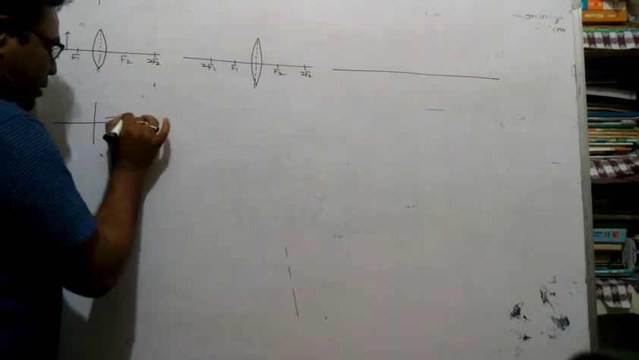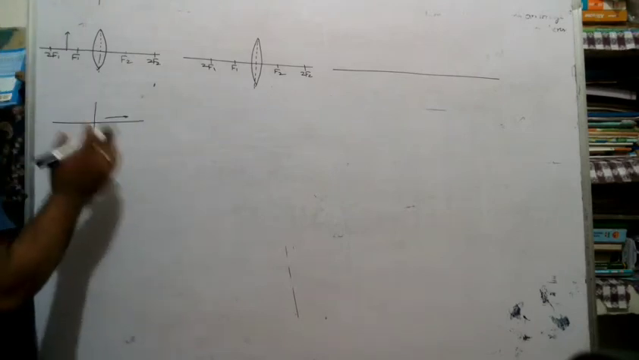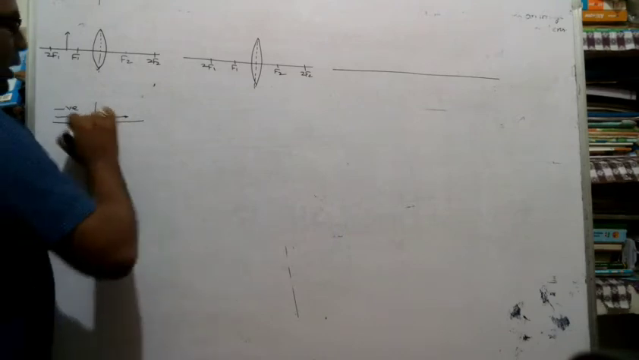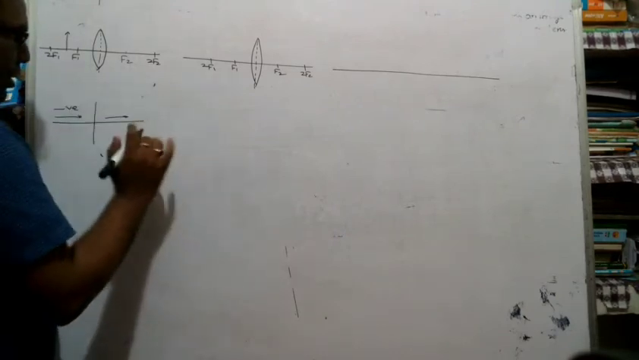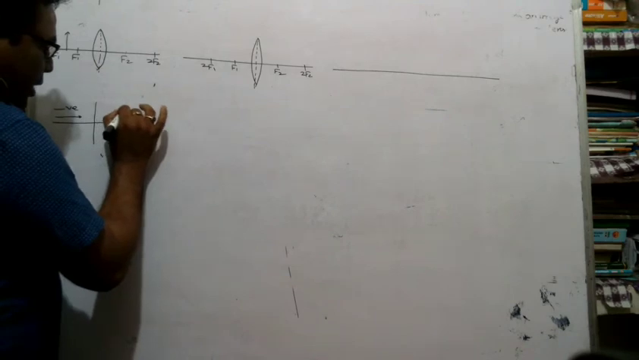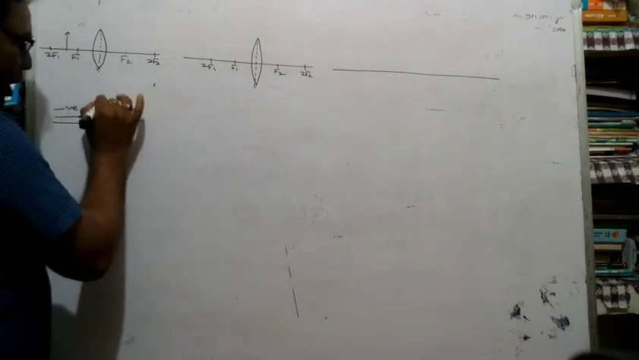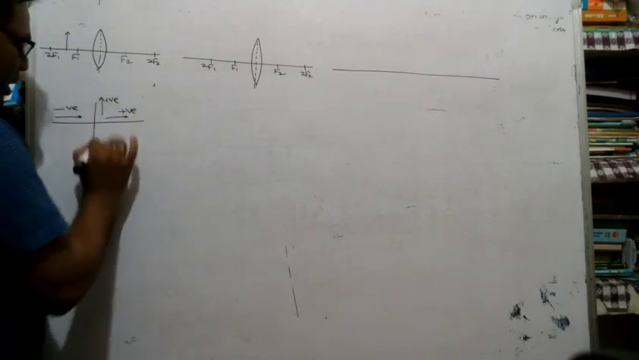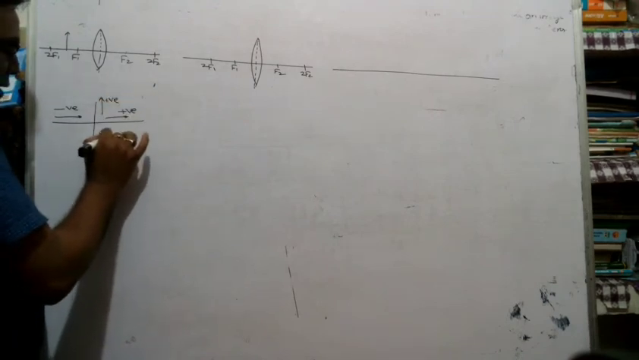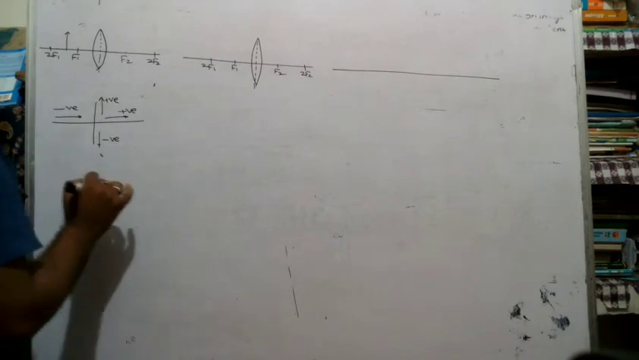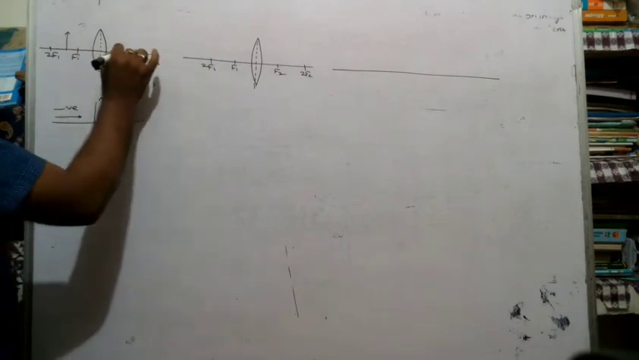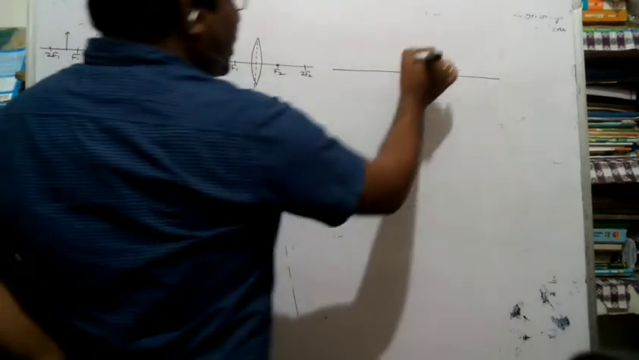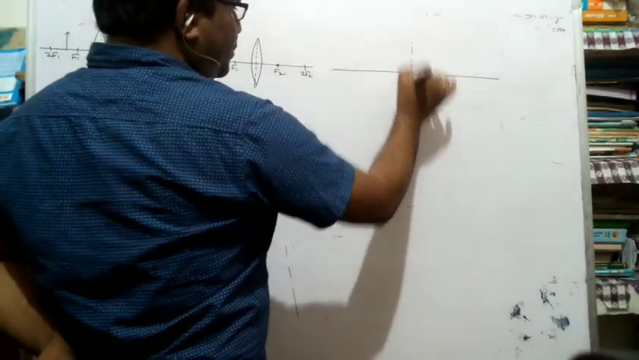On the side from where light is coming, it is taken negative. And on the side to which the light is going, beta, it is always positive. Upward, along the positive y-axis, it is always taken positive, and downward side, it is taken negative. So this is the focus f2. This is the convex lens focus f2, and this is the convex lens.